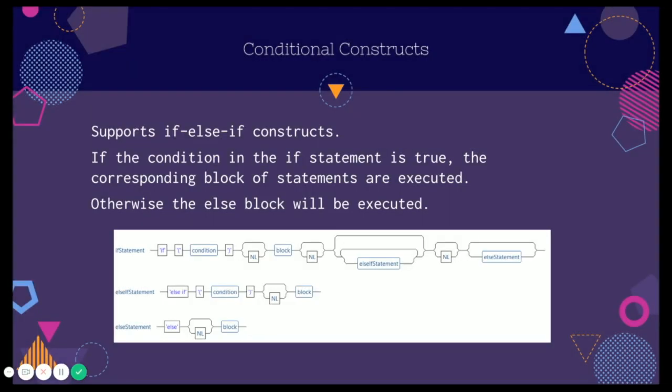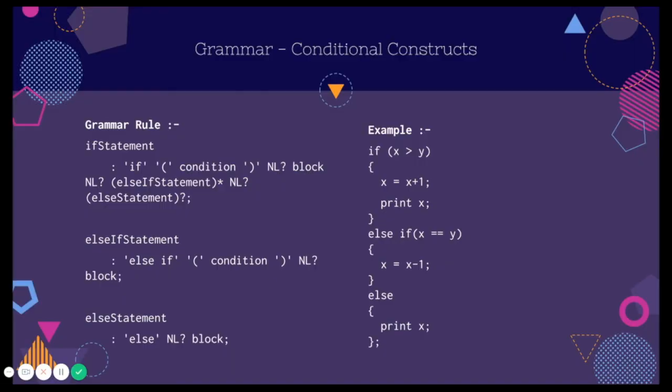These operators are usually used with conditional constructs. In the case of if else, the conditions are evaluated and if they are true, then the corresponding statements are executed. We can see the grammar rule here for if, else if, and else statement. The syntax is simple. The only thing to remember is that at the end of our if else block, we include a semicolon to show that the construct has ended.